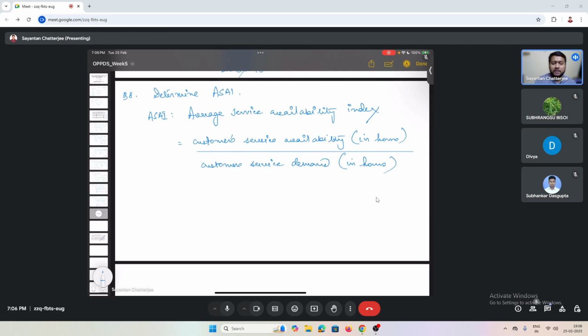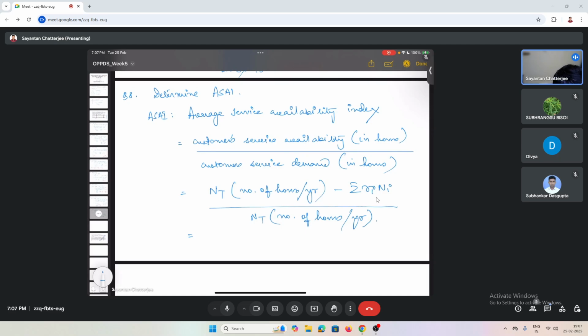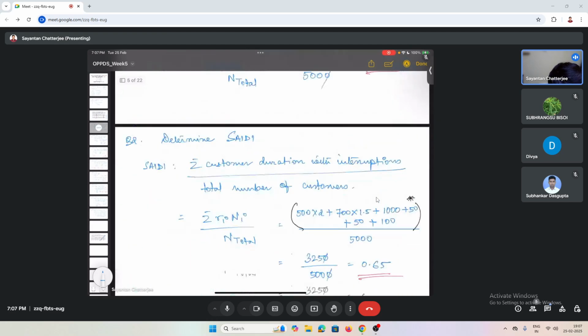So the total number of hours in a year the customer has been given the service would be in the numerator. Here, hours per year minus r_i n_i. And in the denominator it is N_T again, number of hours per year. Based on this we can calculate it.